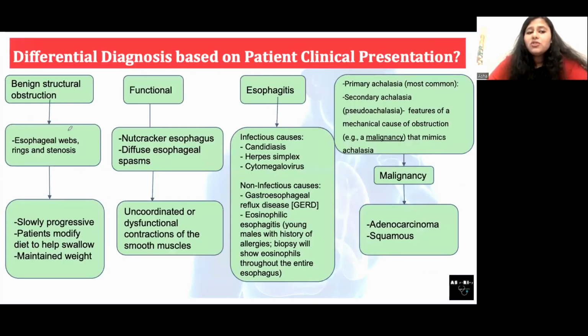In our differentials, we can always think, okay, it could be a benign reason, that he's having a structural obstruction. So it could be a web, rings, or stenosis of the esophagus, but these would be more slowly progressive, and so the patients will modify the diet to help them swallow, and they'll have a maintained weight, which was not seen in this patient.